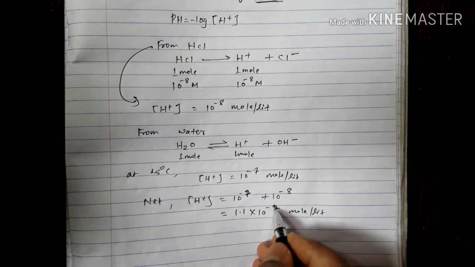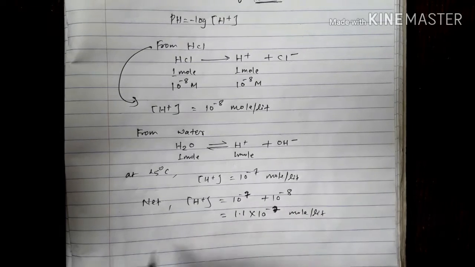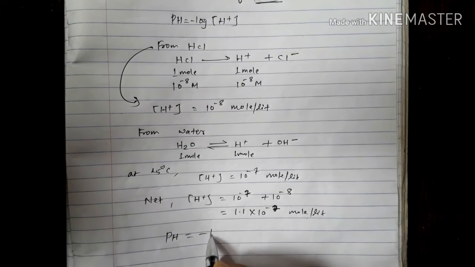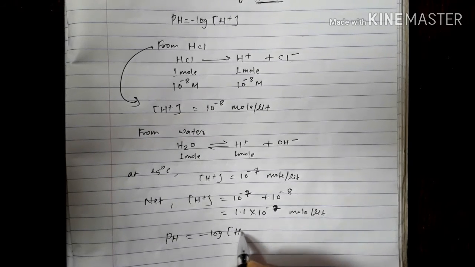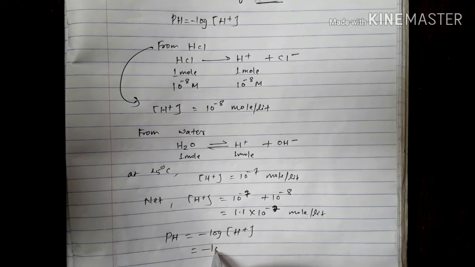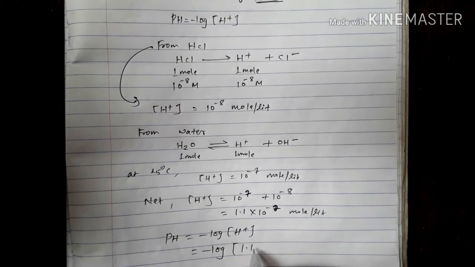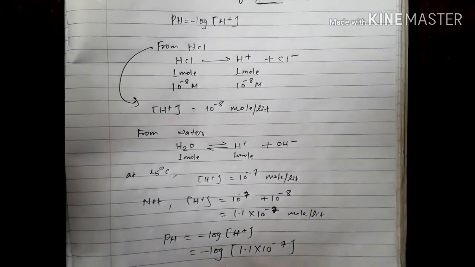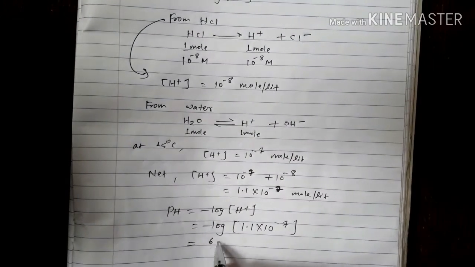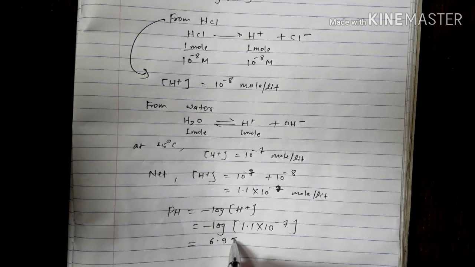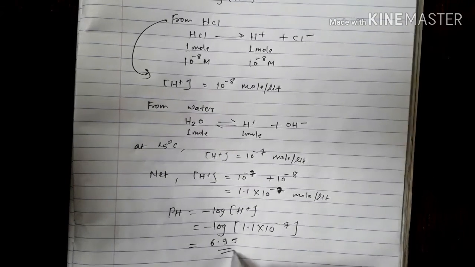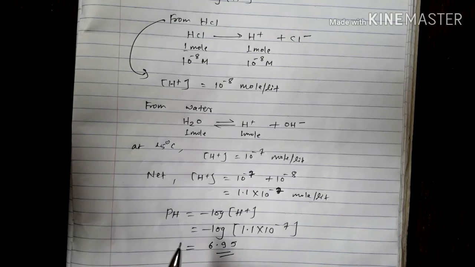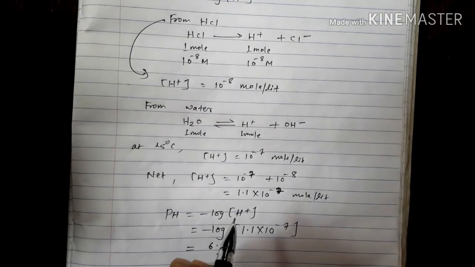You can't neglect any of the values, unlike the previous question. Now, pH equals minus log H plus, which is minus log 1.1 into 10 to minus 7. If you calculate, you get 6.95. This is the pH of 10 power minus 8 molar HCl solution.